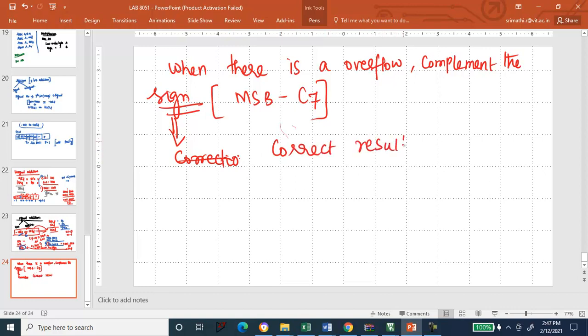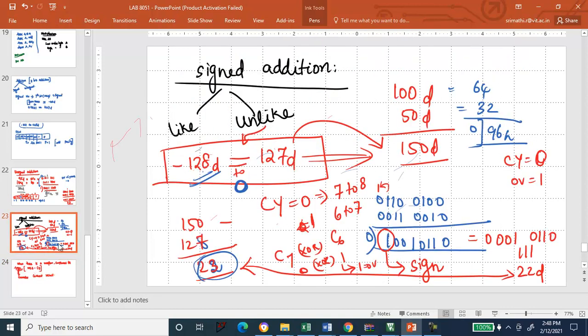Otherwise, you will be getting an erroneous result. Okay, so I repeat, 150 is the actual number that you subtracted from this extreme end. So we'll be getting 22 decimal. That will be your excess data.